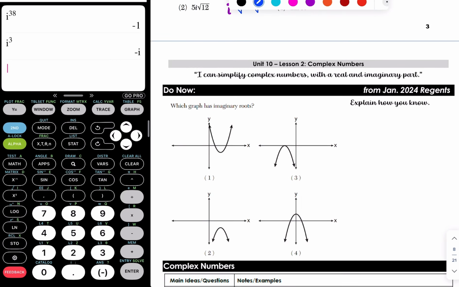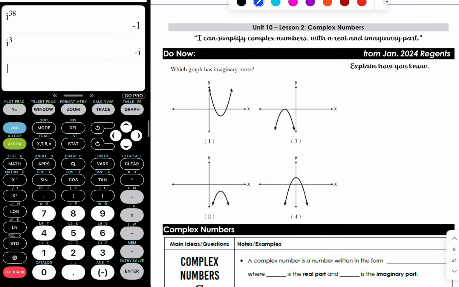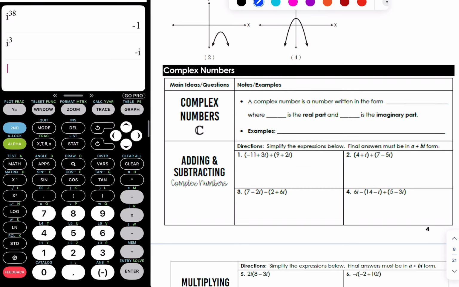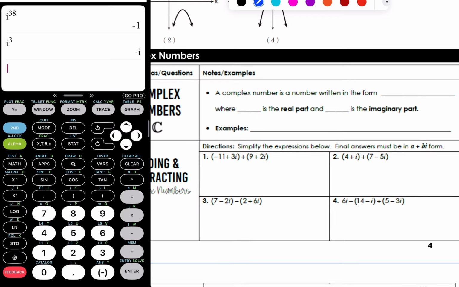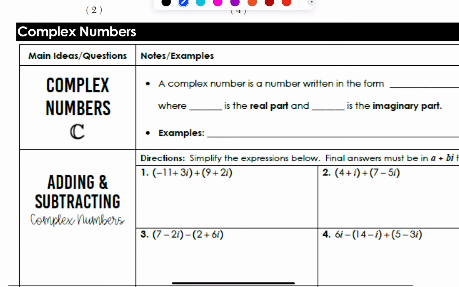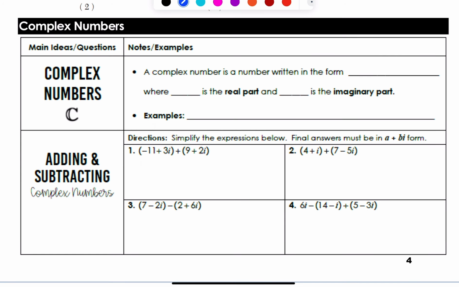Let's look at page 4. I want to get into complex numbers. So page 4, complex numbers. A complex number is a number written in the form a plus bi.